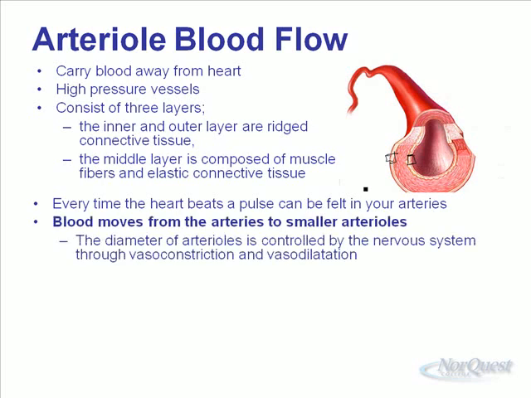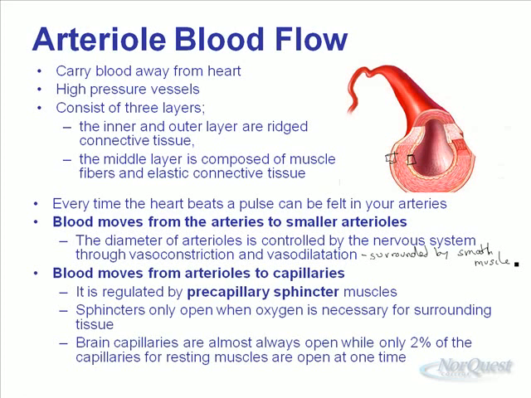As blood moves, it moves from the arteries to smaller arterioles, which are basically just narrower arteries. The diameter of an arteriole is controlled by the nervous system, so these arterioles are surrounded by smooth muscle. Much the same way bronchioles are surrounded by smooth muscle, these are surrounded by smooth muscle as well, and they can actually contract or dilate in order to regulate blood pressure.